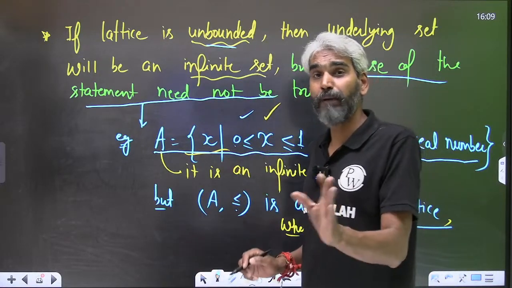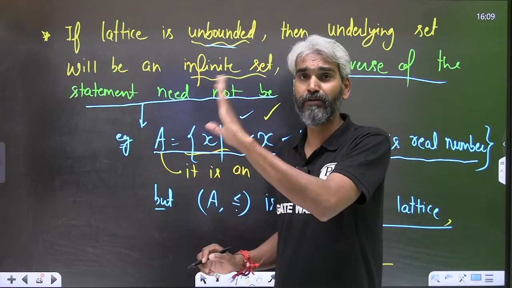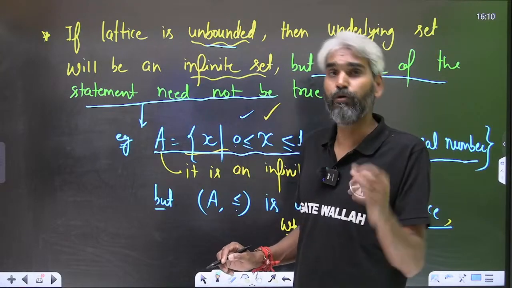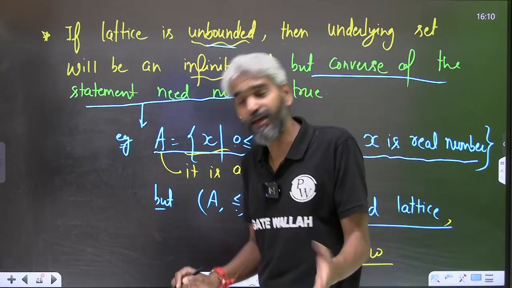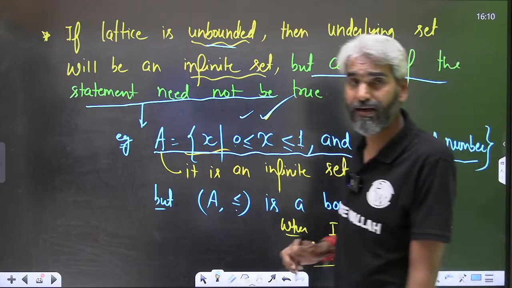But if you compare any real number between 0 and 1 with 1, the maximum element will be 1. If you compare any real number between 0 and 1 with 0, the minimum number will be 0. Therefore, the minimum element and maximum element exist in this case. Therefore, it is a bounded lattice.